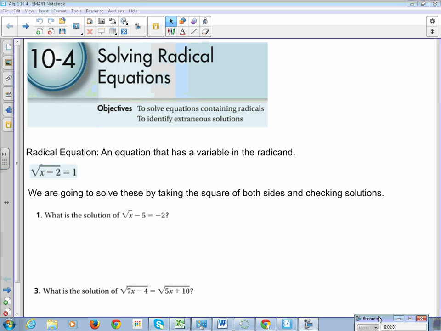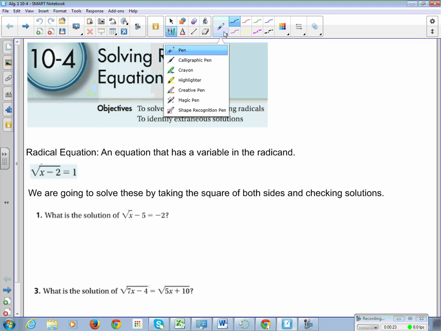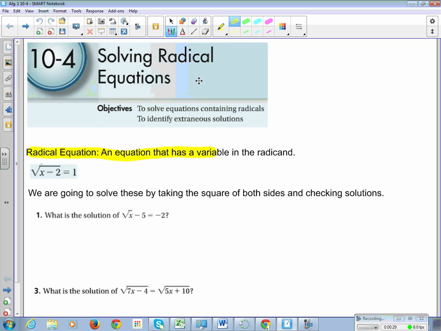On Chapter 10, Section 4, Solving Radical Equations, our learning objective is to solve equations containing radicals and to identify extraneous solutions. First thing we need to talk about is a radical equation. A radical equation is an equation that has a variable in the radicand. And if you look, that's like this example right here, I have an x underneath the radical. That makes it a radical equation.